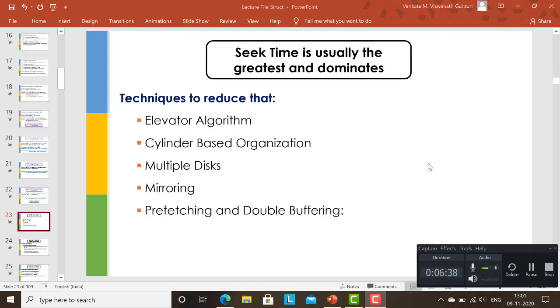Okay. Given that seek time is usually the greatest when it comes to reading or writing a hardware address, there have been techniques to reduce that. Of course there are several techniques. The one I'm going to focus on in this lecture is the elevator algorithm. Okay, so let's see what that is.